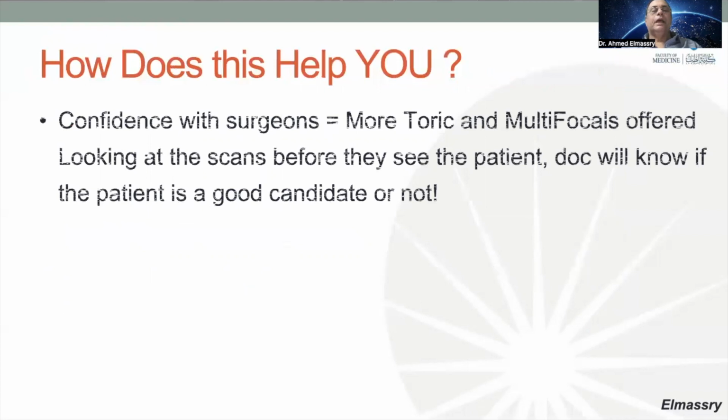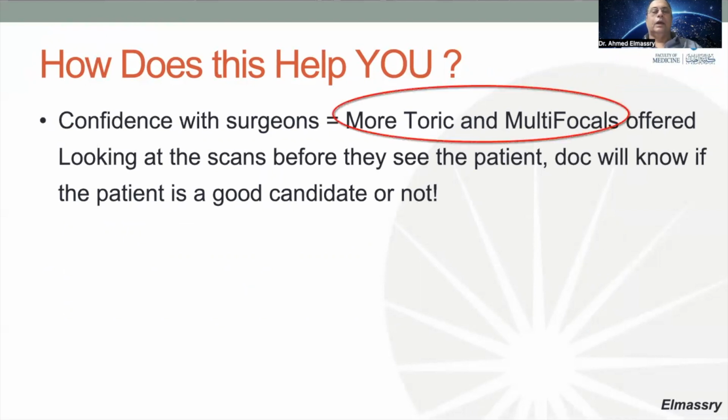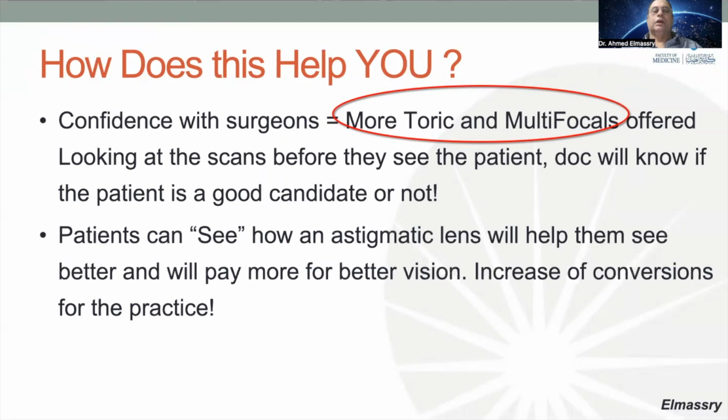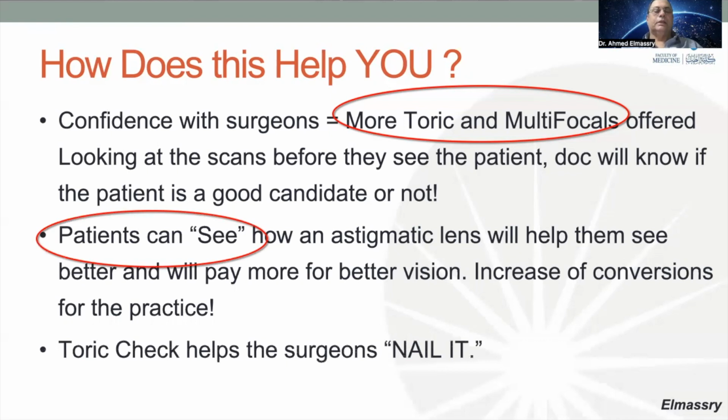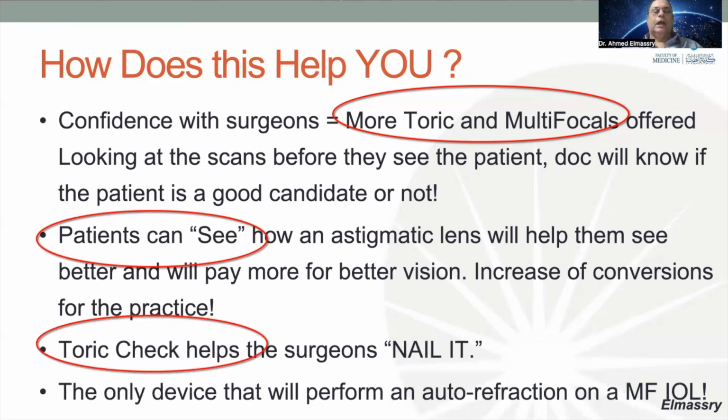How did it help me? It gave me very good confidence from the surgeon and the patient to offer more toric and more multifocal IOLs, looking at the scans before they see the patient, and the doctor will know if the patient is a good candidate or not for these toric IOLs. The patients can see how an astigmatic lens will help them to see better, and how this toric IOL will correct the quality of vision by decreasing the astigmatism. And this toric check helps the surgeons to nail this astigmatism after the surgery, and it is the only device that will perform an auto refraction on a multifocal IOL.